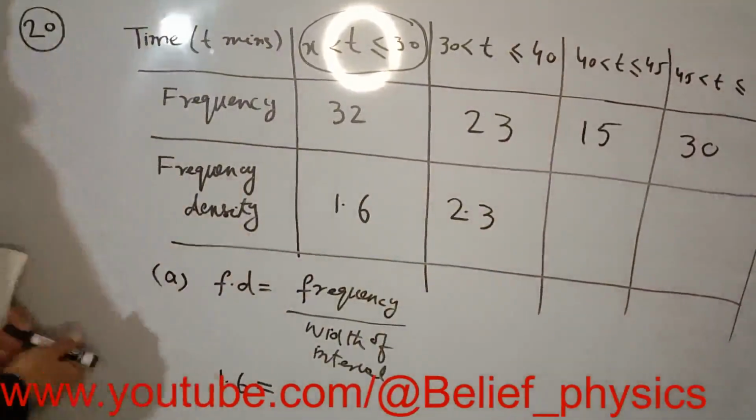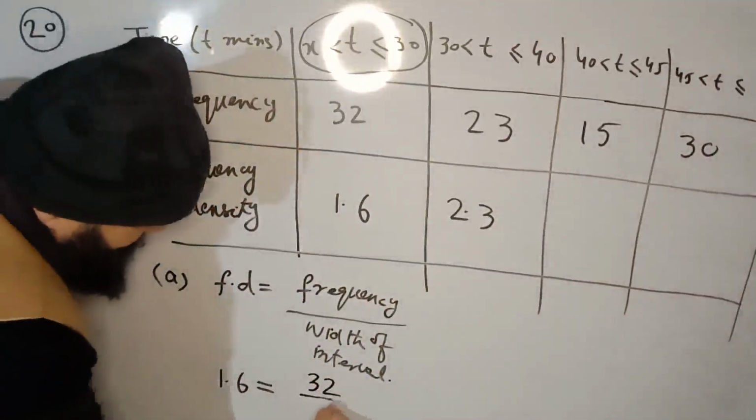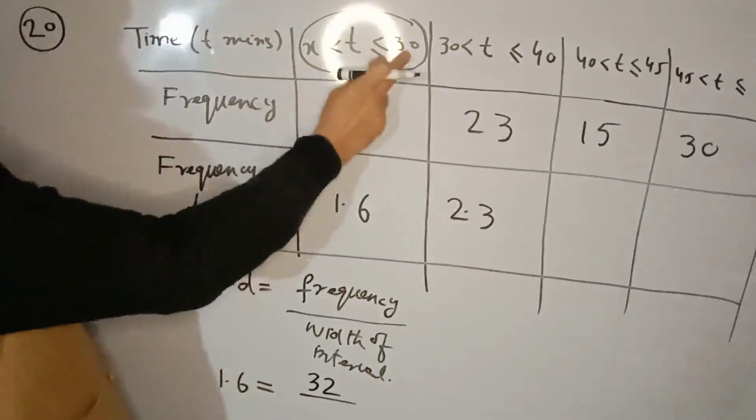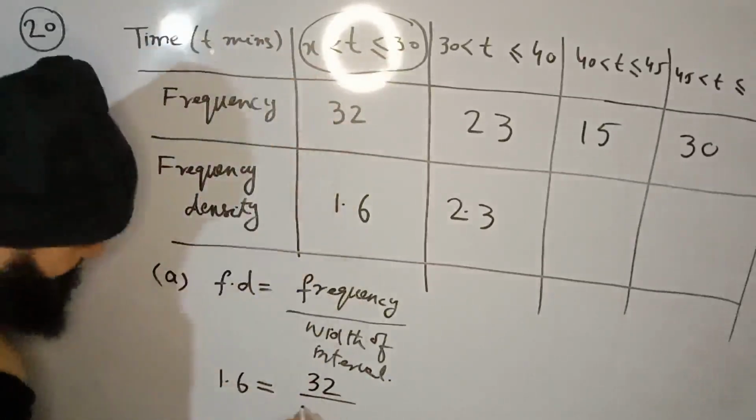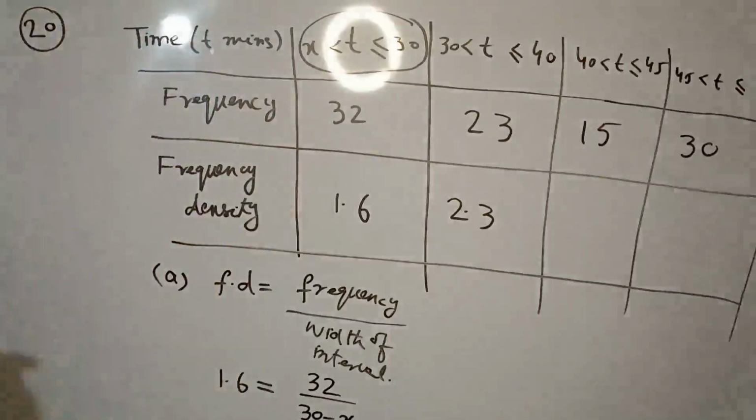So 1.6 should be equal to frequency, 32, over the interval's length. Interval's length is final minus initial. Final is 30, initial is x. So this will be 30 minus x. We have to solve this linear equation to find the value of x. The solution of this linear equation will give you the value of x in the interval.